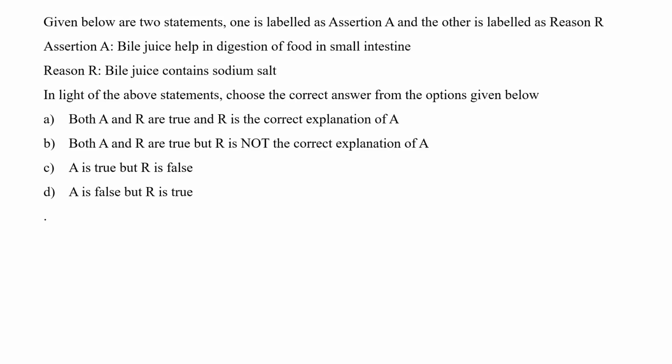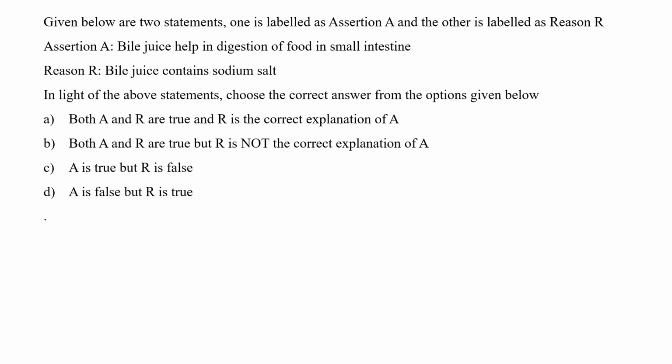Given below are two statements. One is labeled as assertion and the other is labeled as reason. Assertion: bile juice helps in the digestion of food in the small intestine. Reason: bile juice contains sodium salts. In the light of these statements, choose the correct option from the options given below. Both A and R are true and R is the correct explanation of A. Both A and R are true but R is not the correct explanation of A. A is true but R is false. A is false but R is true.